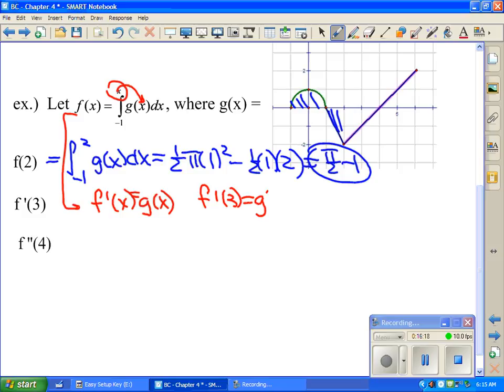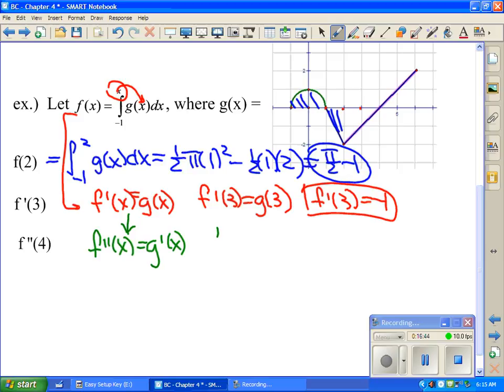So continuing along this line, if f prime of x equals g of x, then if I take the derivative of both sides, f double prime of x has to equal g prime of x. So f double prime of 4 has to equal g prime of 4. And g prime of 4 means I need the slope of g at x equals 4. So again, if I go to my graph at x equals 4 and calculate the slope there, the slope is 1. So f double prime of 4 equals 1.